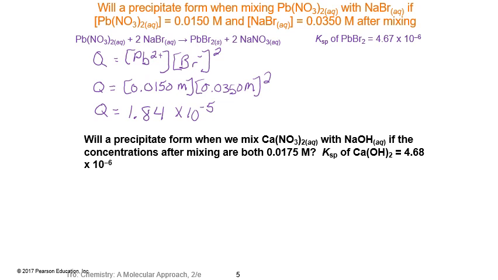Now we want to compare this to the KSP. So our Q value is larger than the KSP, and so that means that we will get a precipitate. The precipitate will form of lead bromide. All right, try the practice problem to see if a precipitate forms when we mix calcium nitrate and sodium hydroxide.